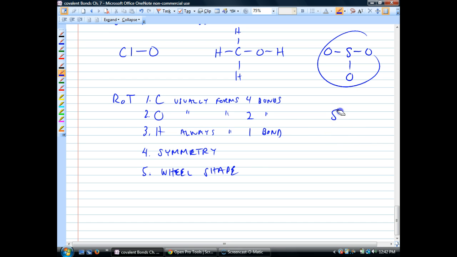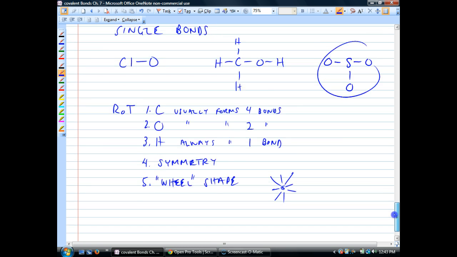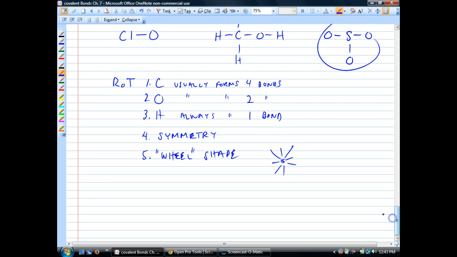Most of the molecules we'll be drawing will have a central atom with others sticking off of it like the spokes of a wheel. So when I say wheel shape, I mean like this. It's not really wheel shape, but spokes of a wheel. So anyway, use these rules of thumb. And so there you go. We have our skeleton structures. Step 3. Stop me if you have questions. Deduct 2 electrons for each single bond in the skeleton.